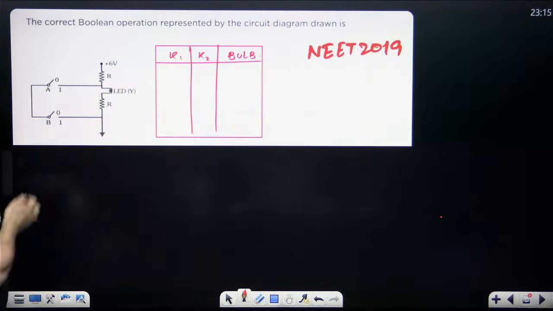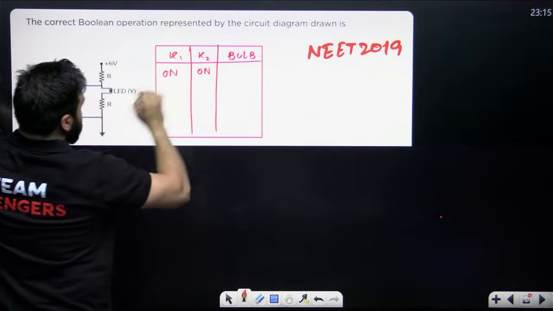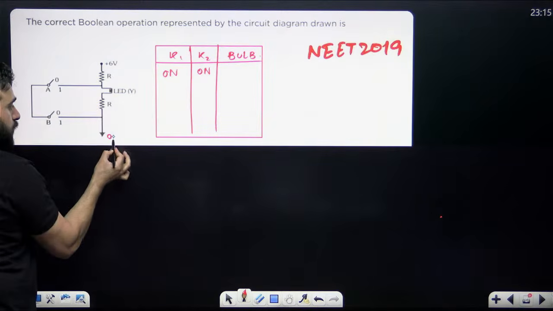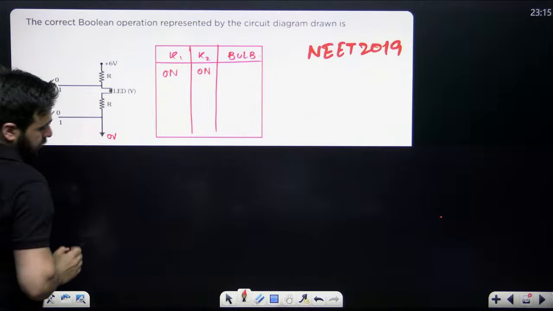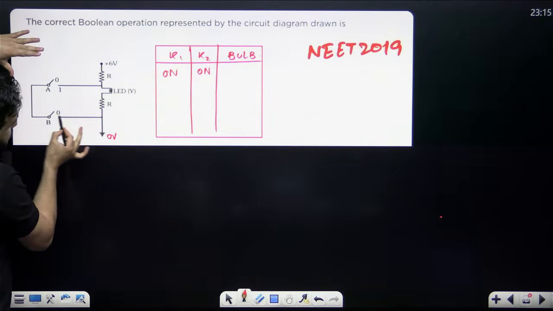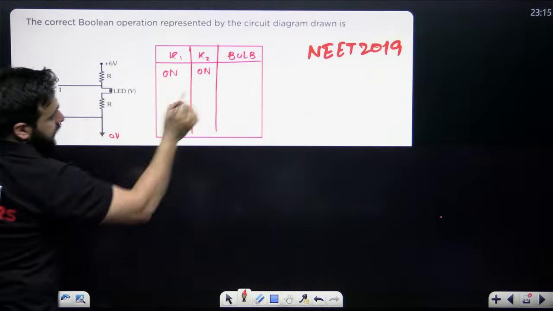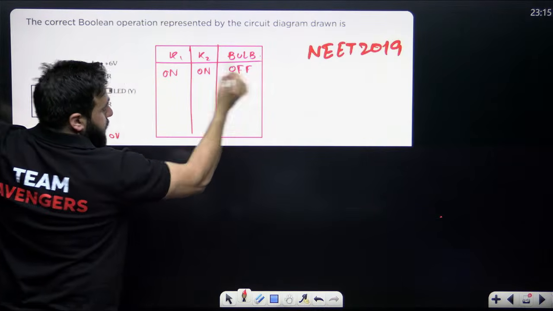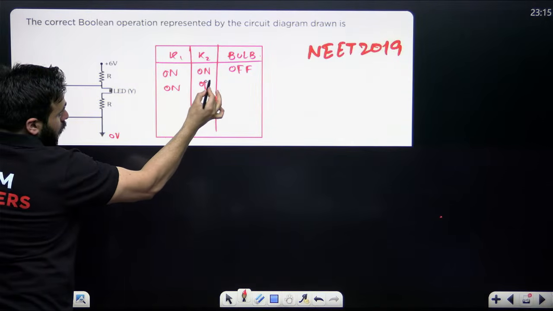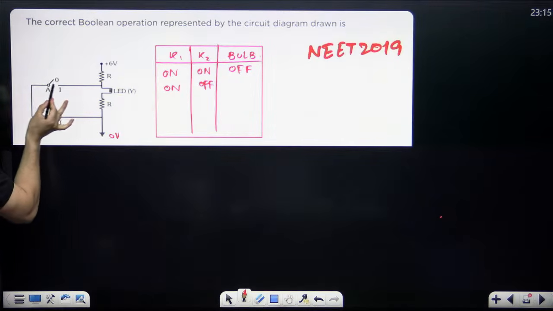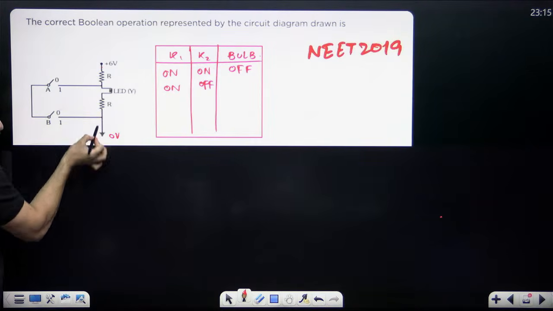Now see, guys. Let's suppose you keep this K1 on. This is higher potential, this is lower potential. Current always flows from higher to lower. If this is on, don't you think that current will prefer this path? It will not flow through the LED. This remains off. Now, if this is on, this is off, so current can flow through this, but it cannot flow through this. So current has to flow through the LED.